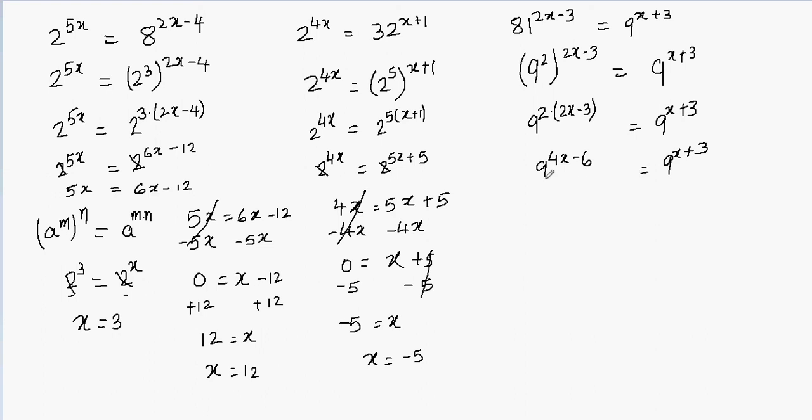Now you can see that I have the same bases, like bases, and they just go away. I can bring down the exponents. So 4x minus 6 is equal to x plus 3.